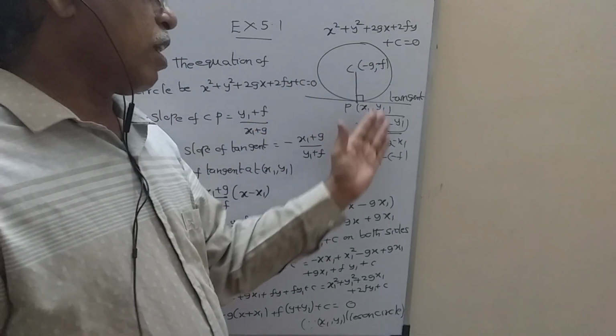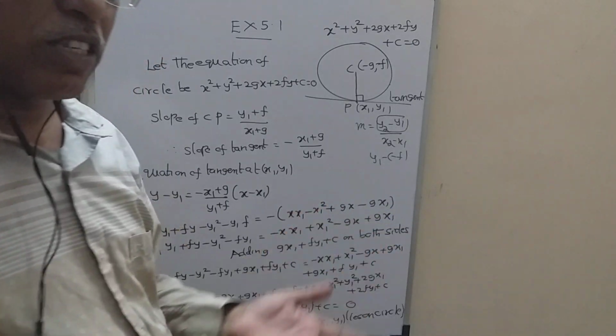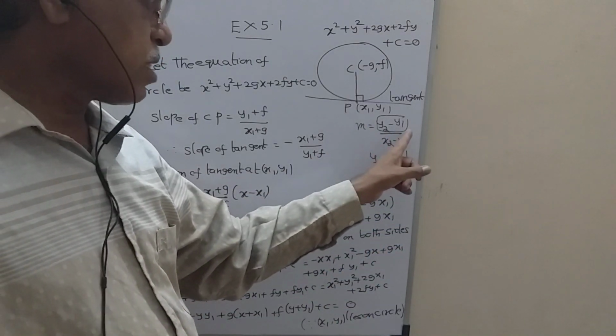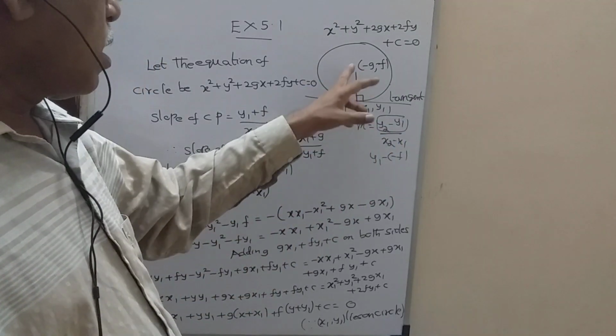If two points are given, we can easily find the slope. Because we already studied this in 10th standard, in 11th standard also. Two points: the difference in y coordinates by the difference in x coordinates. That is the formula I use here.